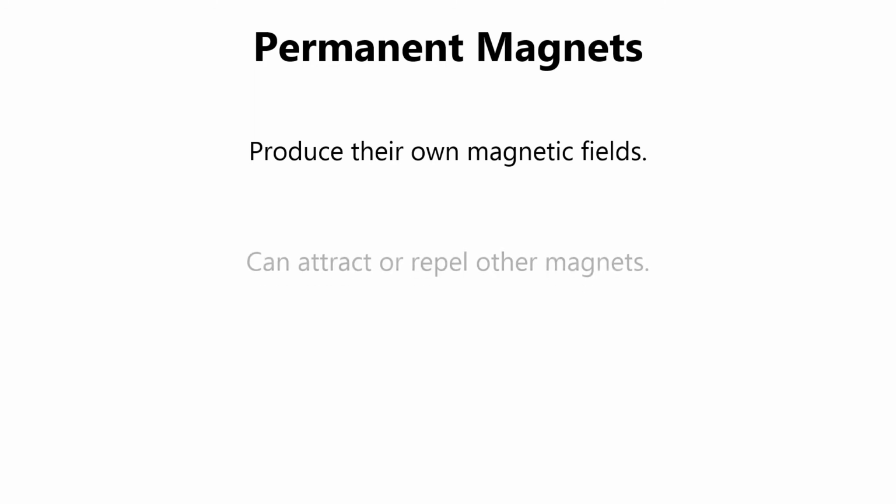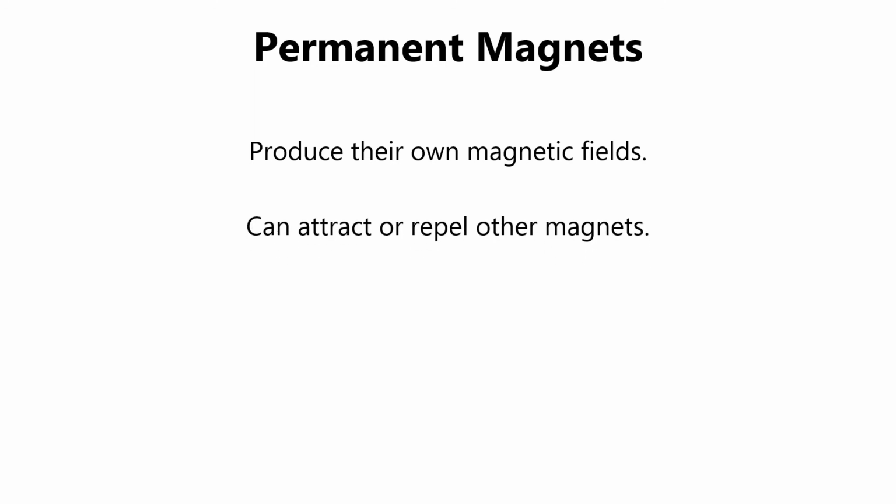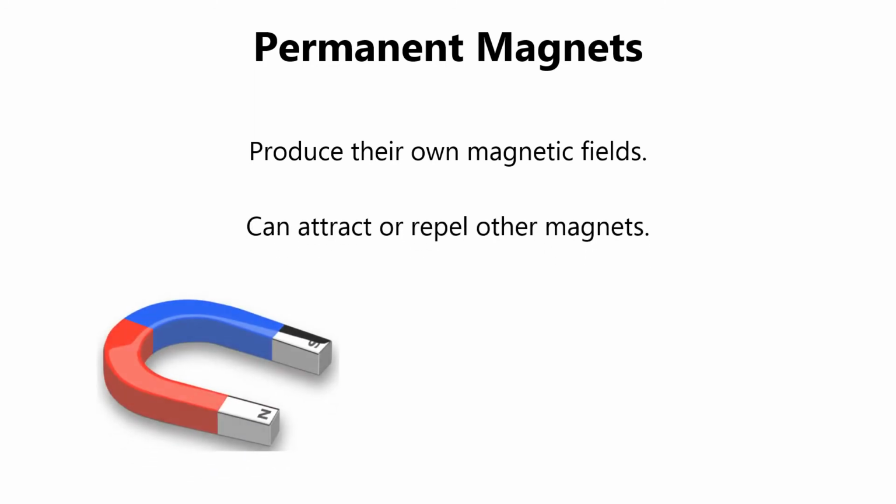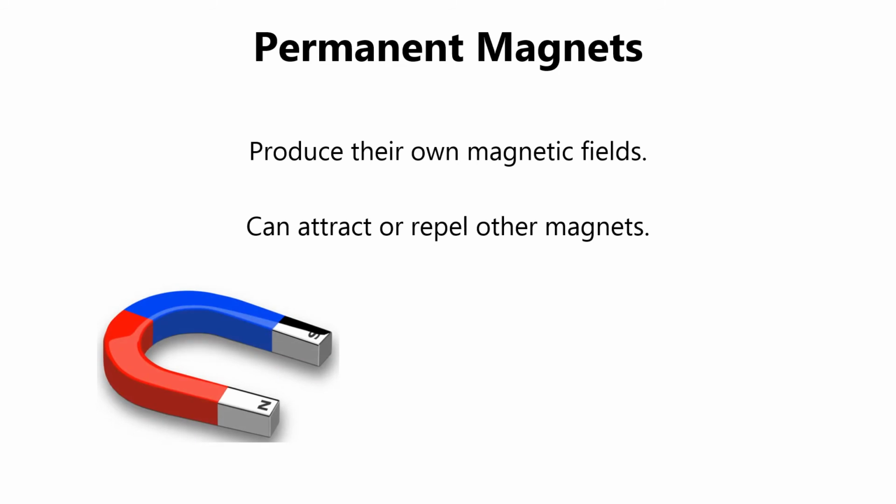Right, so we can talk a little bit about permanent magnets. Permanent magnets produce their own magnetic fields, and they can attract or repel other magnets. We sometimes think of what we call a horseshoe magnet because it does look like a horseshoe. They're never used as horseshoes because they'd be rubbish, because they're quite soft. However, the shape itself implies horseshoe magnet.